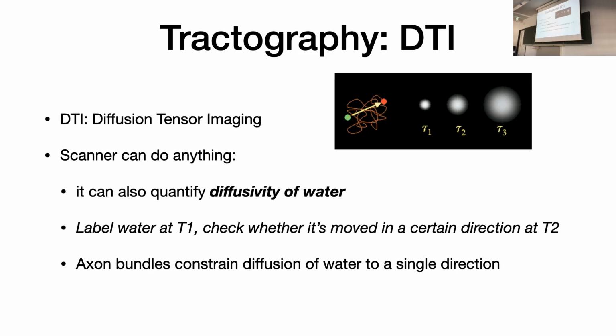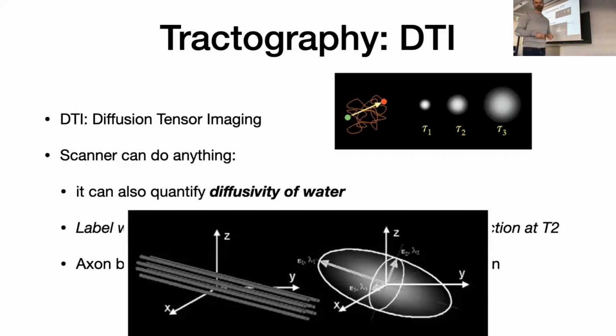So if you have an oriented bundle of axons, what you'll notice is that the diffusivity of the water in that bundle will not be homogeneous. It will not be isotropic. What will happen is the diffusion will be constrained into a single direction, back and forth along the directions of the axons. So that looks something like this.